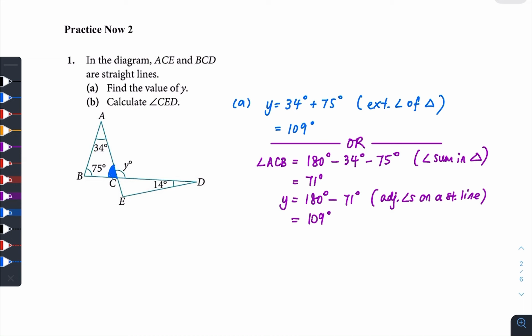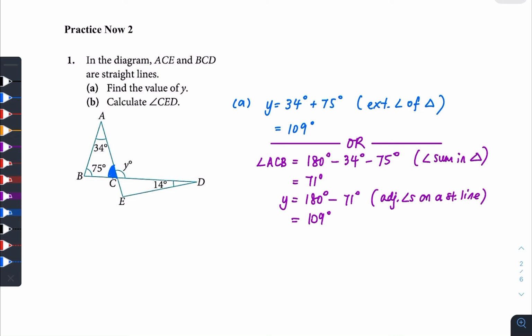And it will become 109 degrees. So if you compare the blue color working and the purple color working, you can see that the blue color working is indeed a shortcut. The exterior angle of a triangle is actually a shortcut to a two-step working, which is angle sum in a triangle and adjacent angles on a straight line. So this makes it very easy for us to do certain calculations.